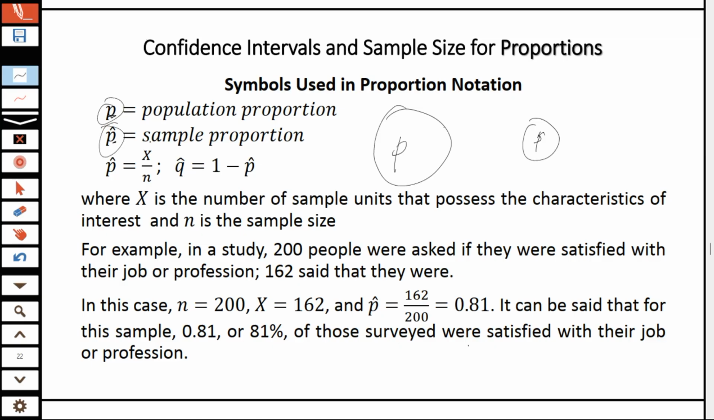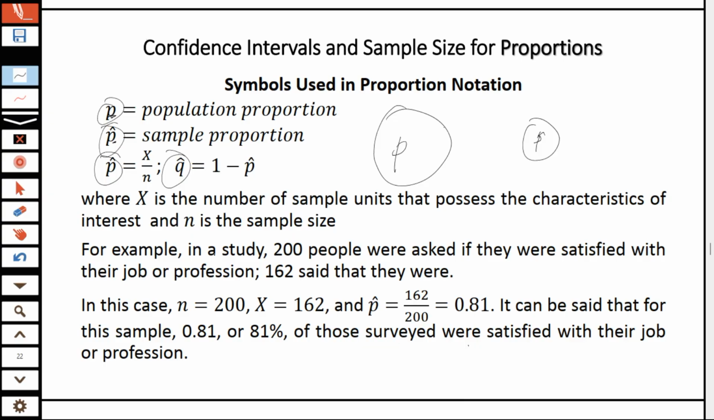The p hat is the sample proportion. The sample proportion is equal to x divided by n, where x is the number of sample units that possess the characteristic of interest, and n is the sample size. Once we have our sample proportion p hat, we can get our q hat, where q hat is equal to 1 minus p hat. So this is an illustrated example for us to really understand what we have done above.